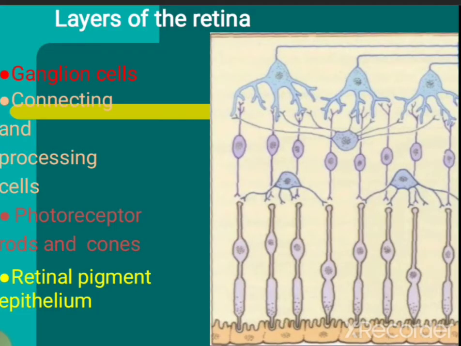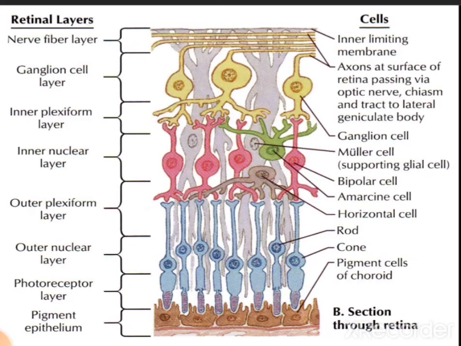There are 9 layers of the retina. The most important are discussed here: the ganglionic cells, the connecting and processing cells, photoreceptors like rods and cones, and retinal pigment epithelium. So here we can see the 9 layers of the retina. The innermost is the inner limiting membrane. Then we have the axons of the ganglionic cells which form the nerve fibers. Then the ganglionic cell layer, then Muller's cell layer, which are the supporting glial cells, then bipolar cells, amacrine cells, then horizontal cells, rods and cones, and then the pigment cells of the choroid.